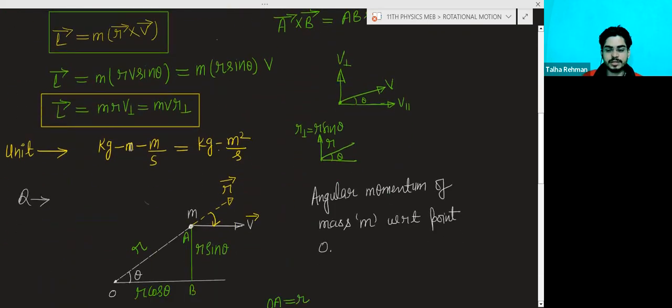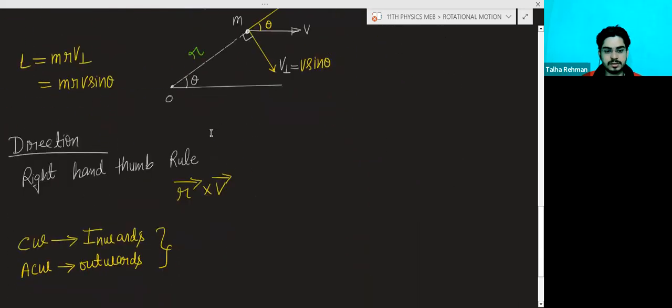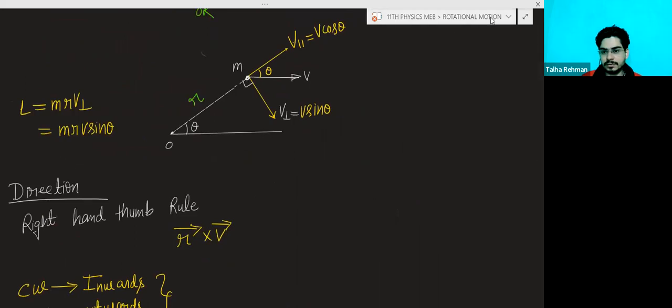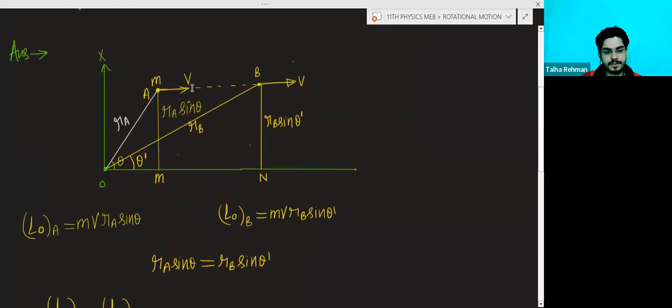And if you want to calculate the angular momentum magnitude, you can calculate mass into r and the perpendicular component of velocity, or in another way, mass into velocity into the perpendicular component of r. I told you this when we were solving the numericals. We have done a number of questions.